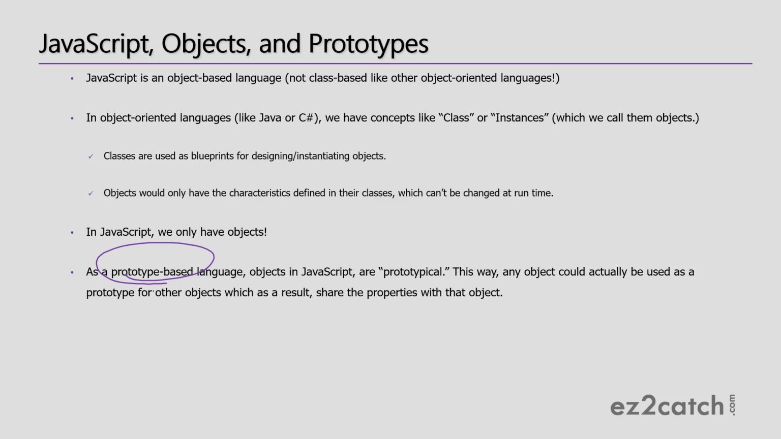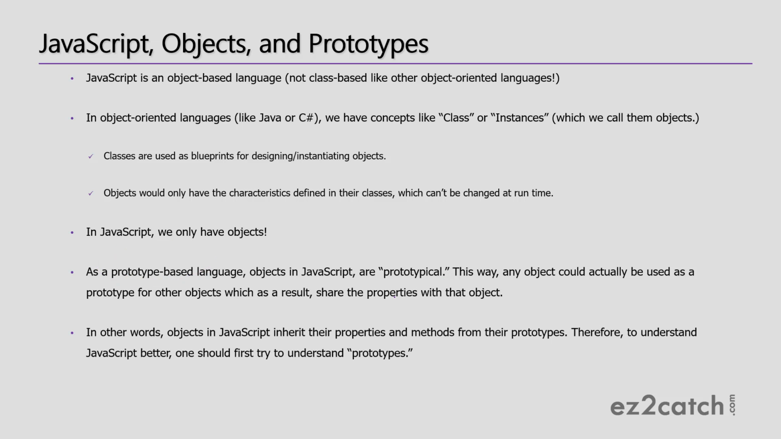So it's like everything is based on prototypes. And objects in JavaScript are basically prototypical. This way, the objects could actually be used as prototypes or some basic models for other objects, which as a result, it's like they share the properties with the object used as their prototype. In other words, the objects we have in JavaScript inherit their properties and methods from their prototypes, not from any classes. And therefore, to understand JavaScript better, we have to understand prototypes first.